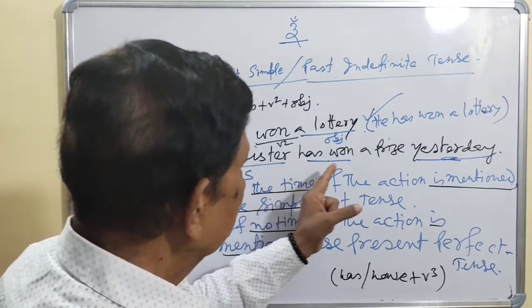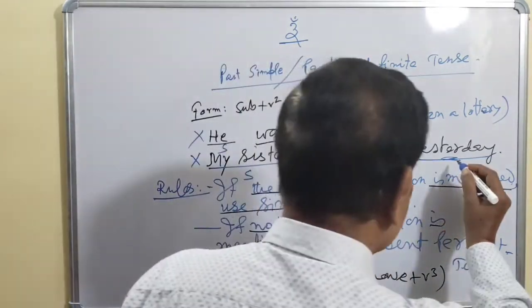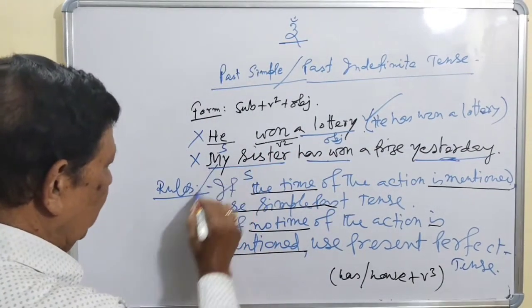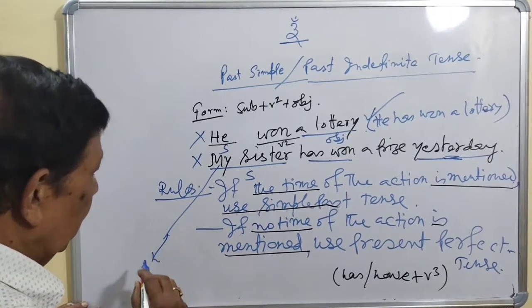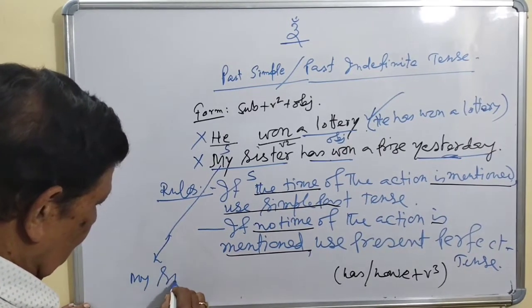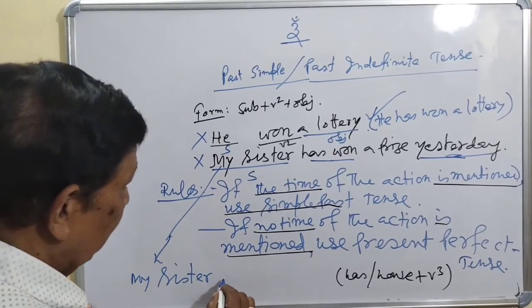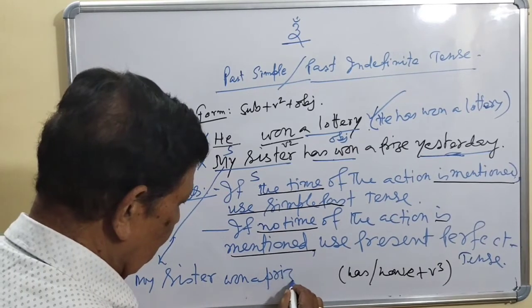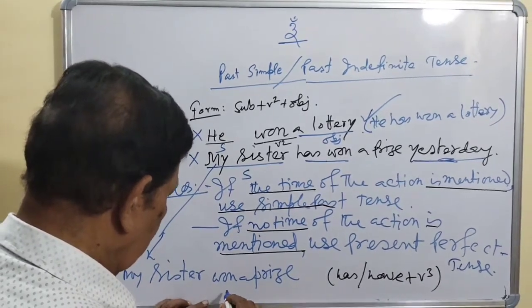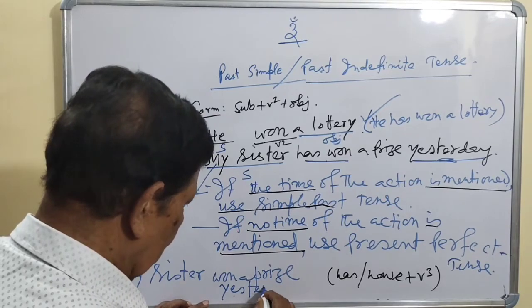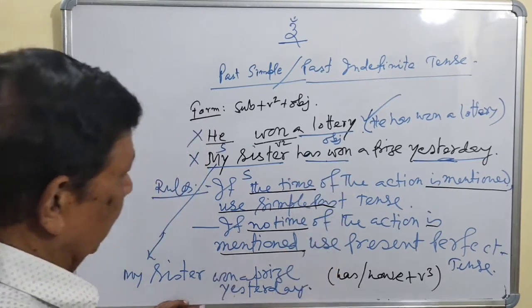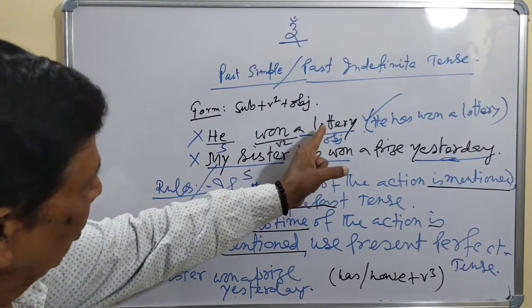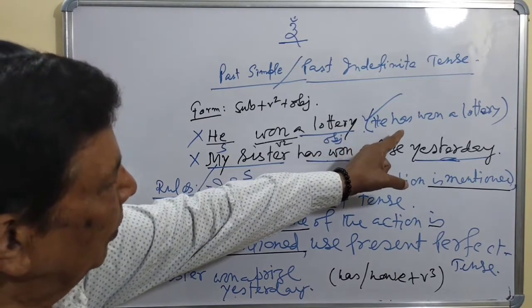In the same way, my sister has won a prize yesterday. Since the time is mentioned, here should be simple past. So here it should be: my sister won a prize yesterday.